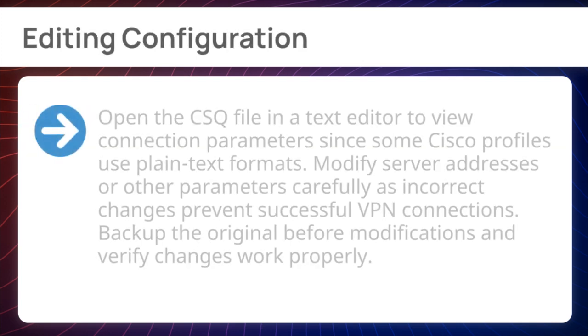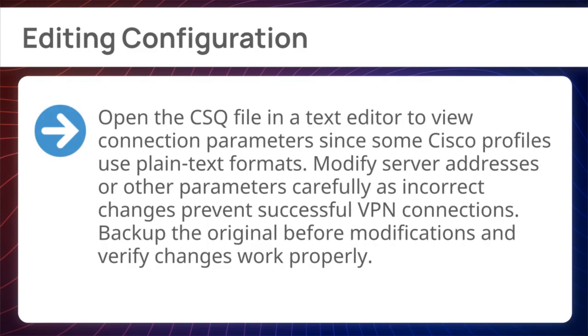Next, editing configuration. Open the CSQ file in a text editor to view connection parameters since some Cisco profiles use plain text formats. Modify server addresses or other parameters carefully, as incorrect changes prevent successful VPN connections. Back up the original before modifications and verify changes work properly.